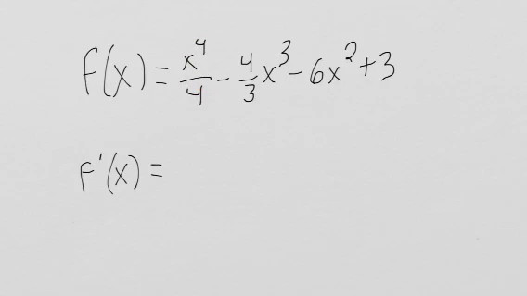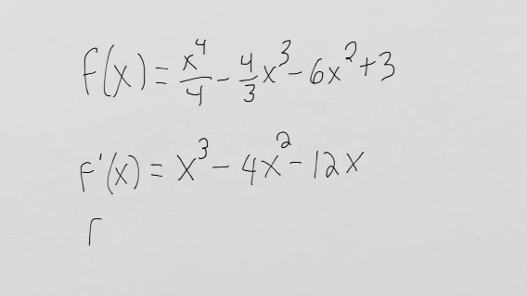So for x^4/4, when we do our power rule and multiply by 4, we have 4 divided by 4, which is just equal to 1. So we have 1 as our new coefficient, and then we do 4 minus 1 to get 3. The derivative of x^4/4 is just x^3. Minus, when we multiply 4/3 by 3, the 3's cancel to 1, so we're just left with negative 4. So we have negative 4x^2 minus 12x, and then the derivative of 3 is just 0.